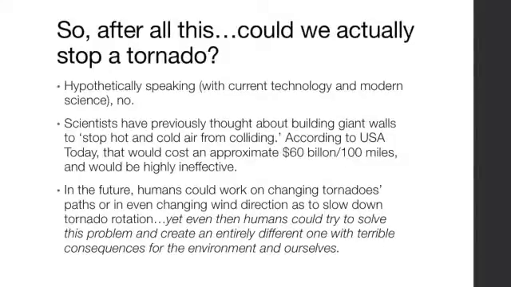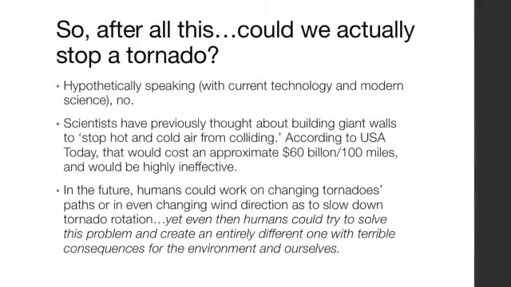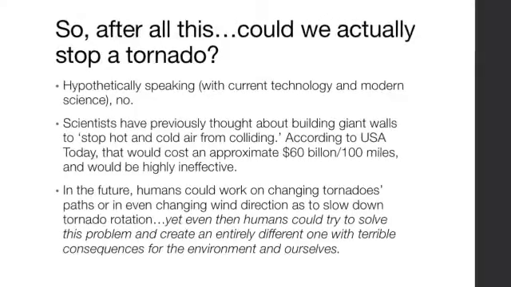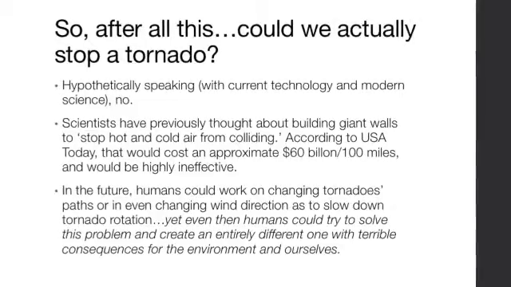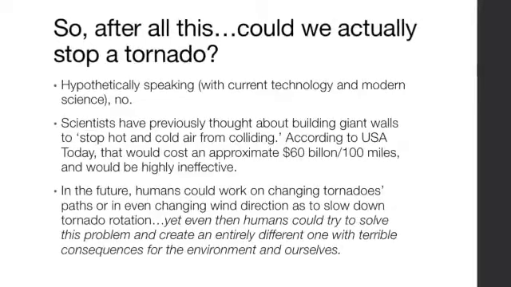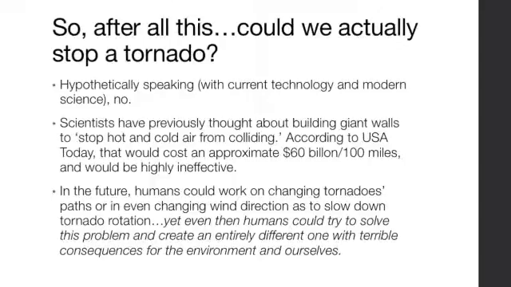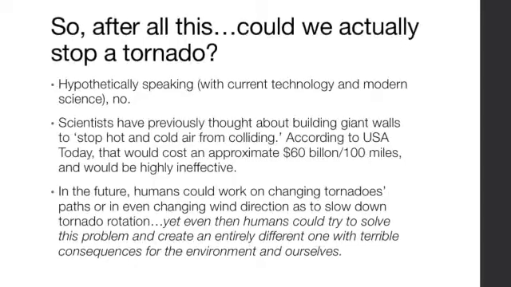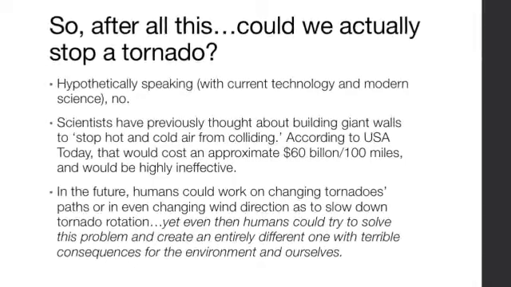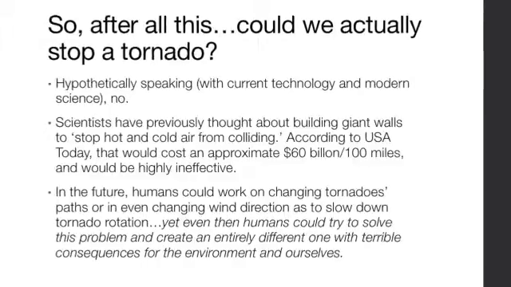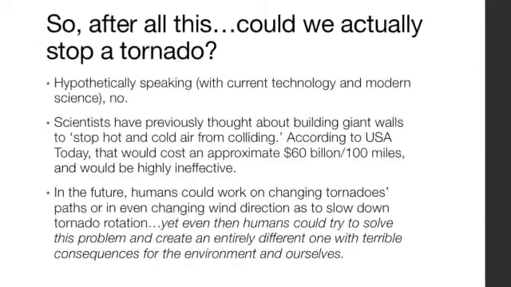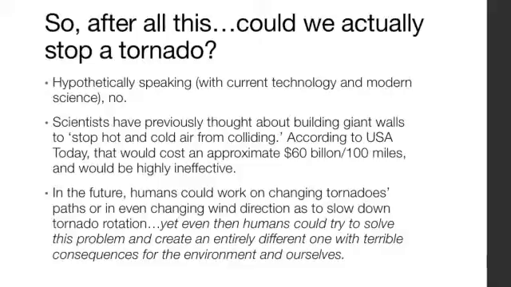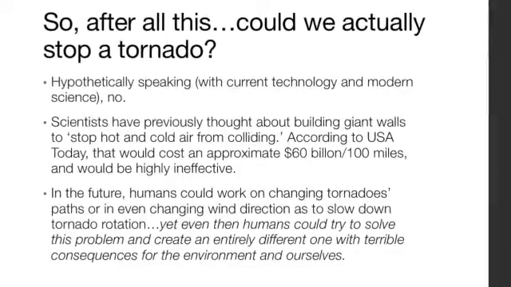So after seeing this scale, could we actually stop a tornado? The short answer is no, at least not with current technology and modern science. Scientists in the past have thought about building a giant wall that will prevent cold air and hot air from mixing and therefore prevent tornadoes altogether. The only problem with this is that it is ineffective because it costs 60 billion per 100 miles and it would only prevent about 27% of all tornadoes.